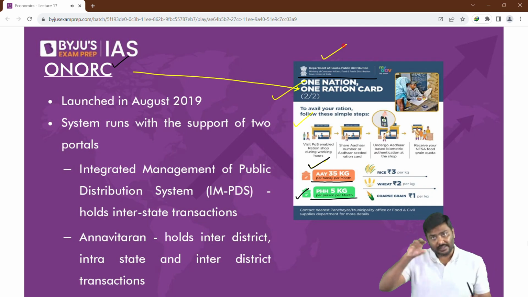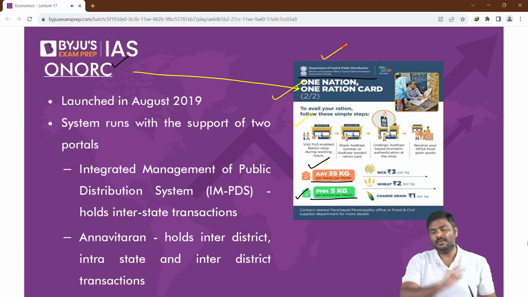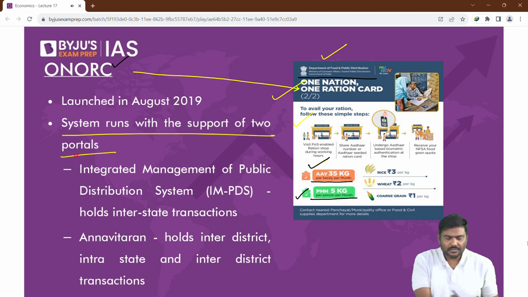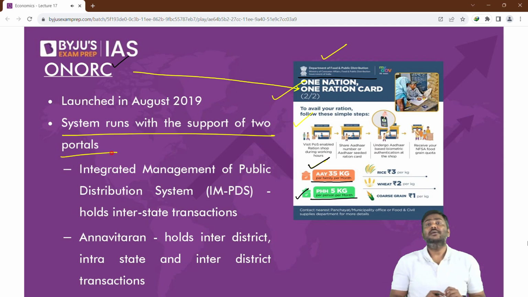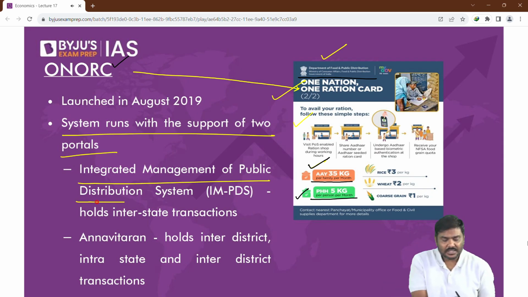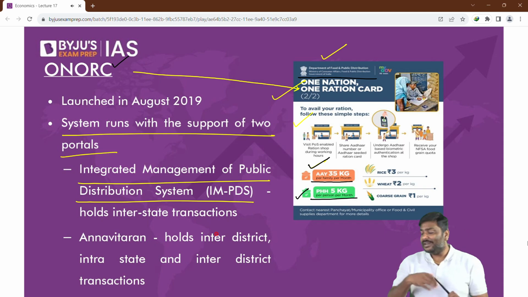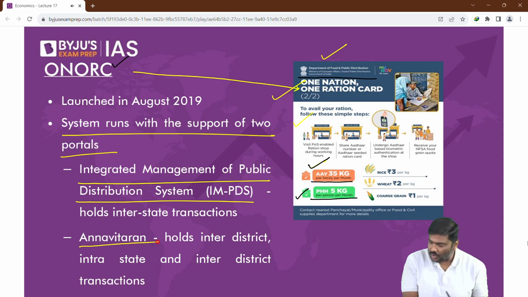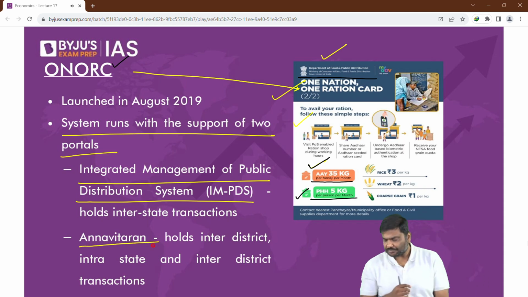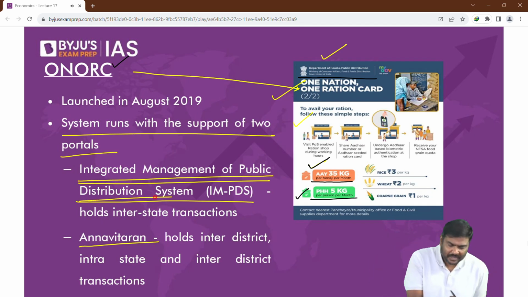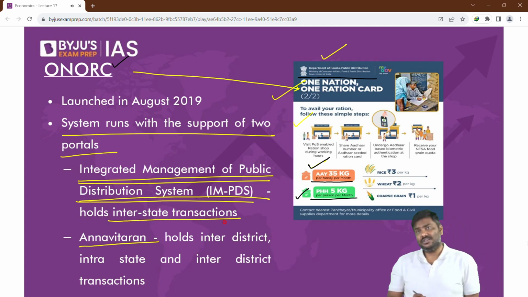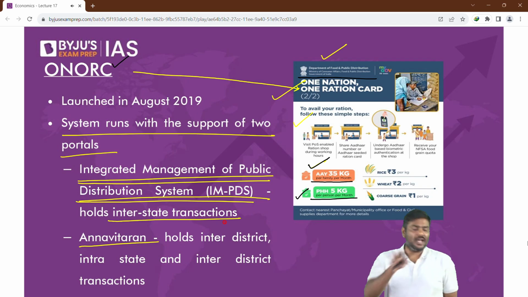It is being implemented by the Department of Food and Public Distribution. Please remember, a question can be asked on this in UPSC, for example which department is the nodal authority. There are two systems which are actually used. There are two portals. What are the two portals? One is called the IMPDS, Integrated Management of Public Distribution System, and the second one is called the Anna Vitran Portal.